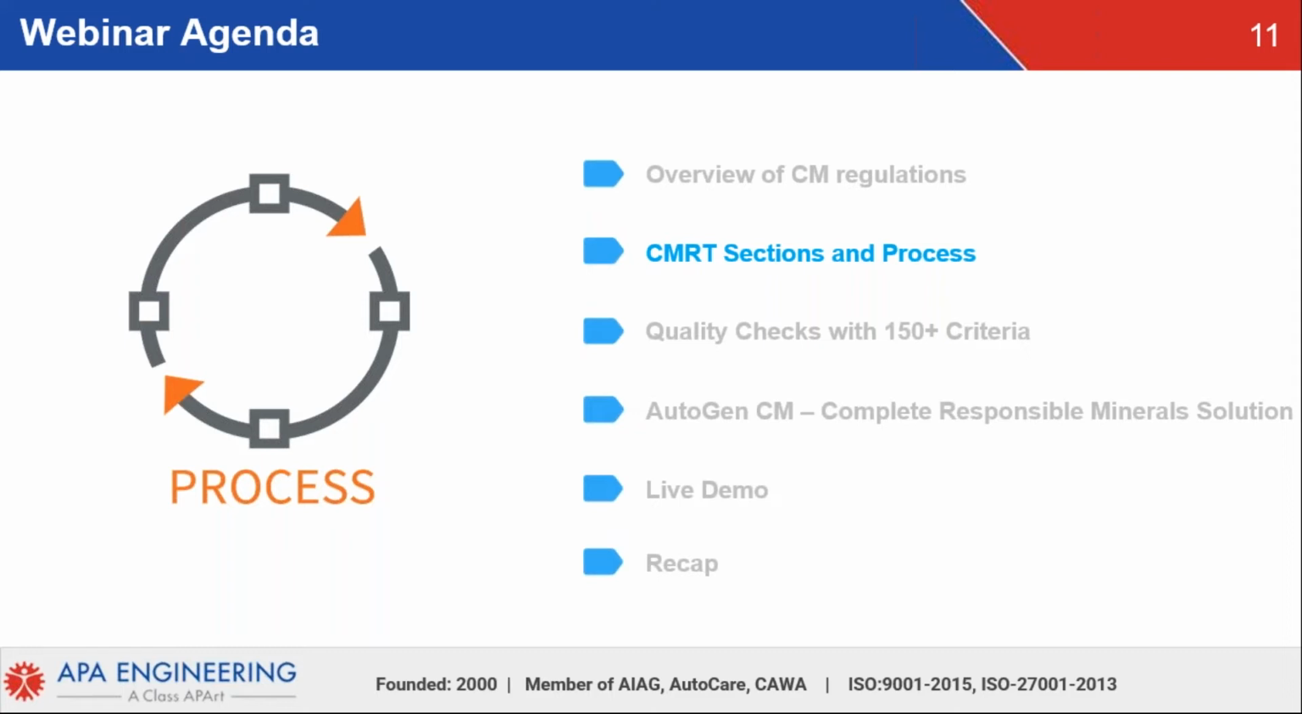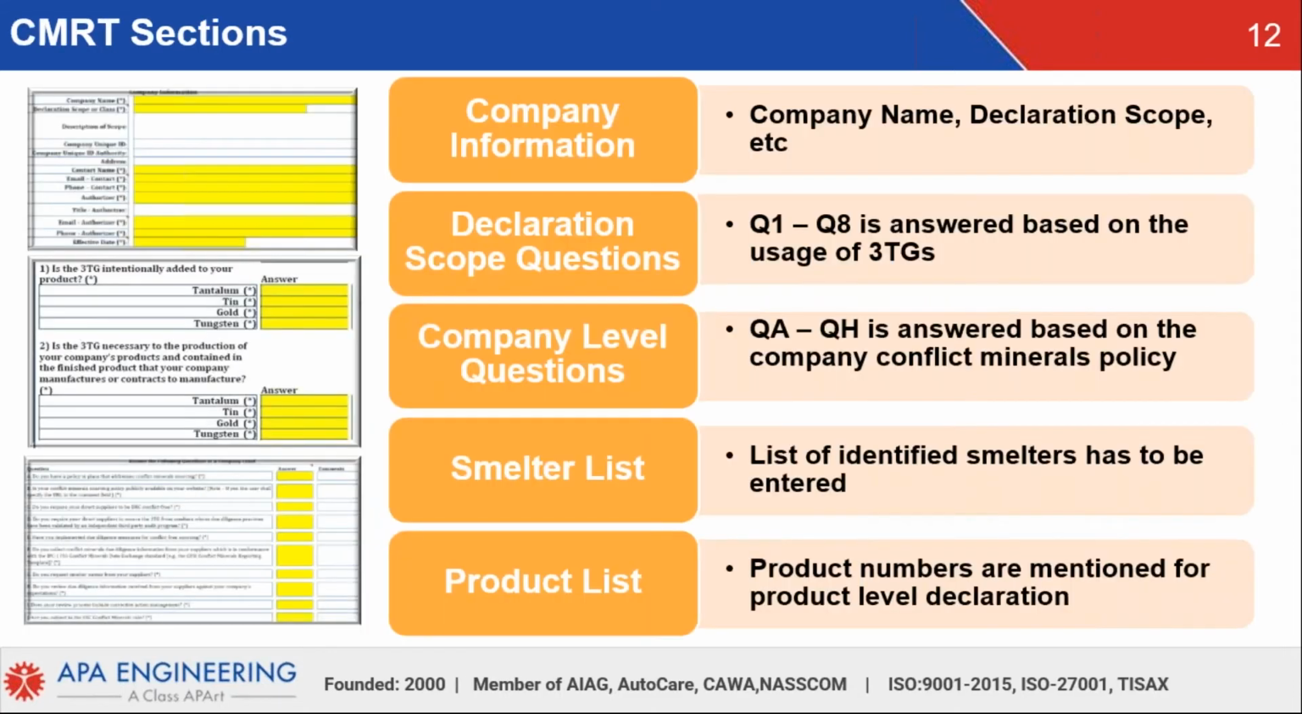Now we shall talk about the various sections in the CMRT and the high-level process of due diligence. Next slide, please. CMRT has broadly 5 different sections. The first section contains company information. Here the company needs to add the company name and responsible person contact details. Most importantly, the company needs to enter the declaration scope, whether it is at a company level, product level, or user defined level, and the effective date, which means from which date this CMRT is effective.